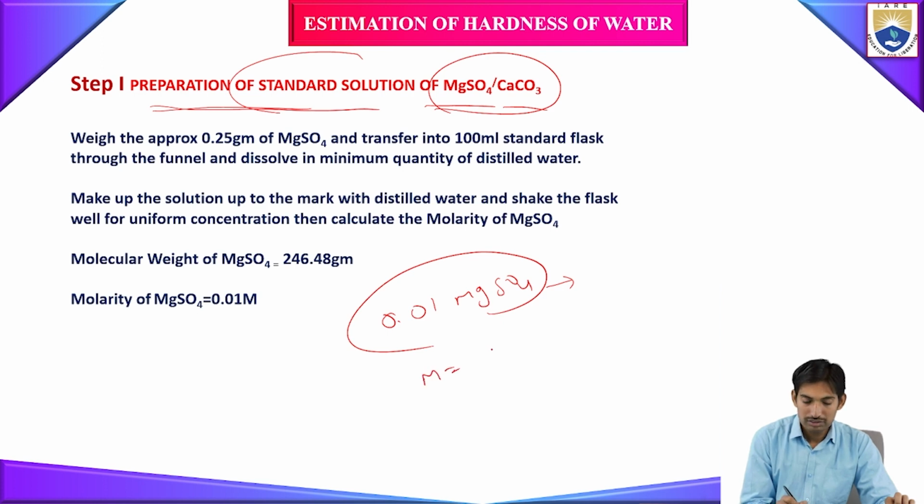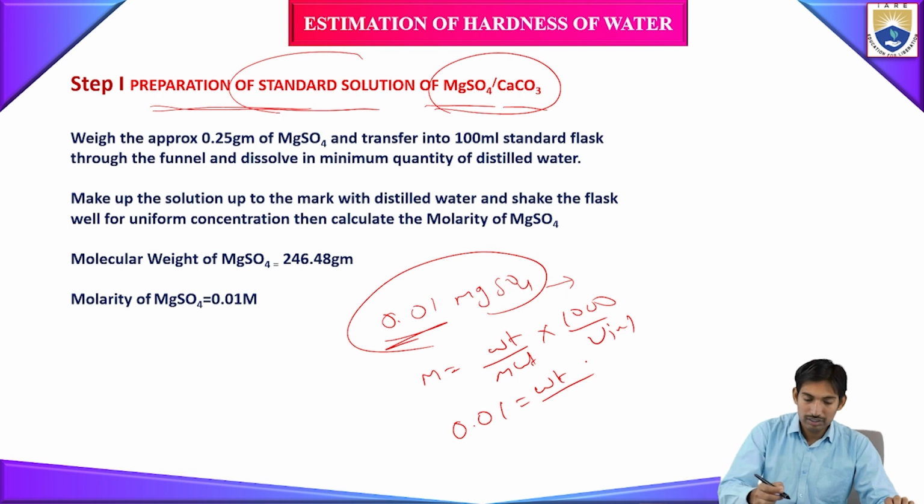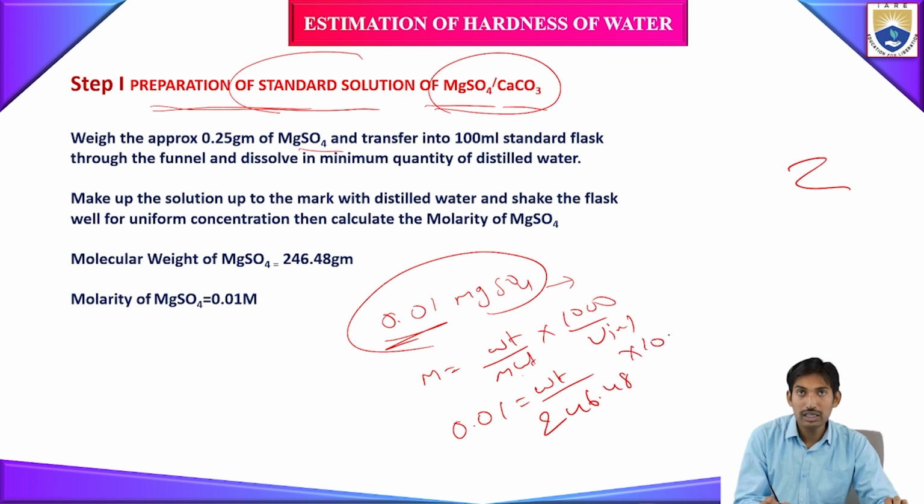The molarity formula is weight by molecular weight into 1000 by V in ml. The molarity I want to prepare is 0.01 molar, so molarity is 0.01. You have to substitute. Weight, I don't know how much weight I have to add for 100 ml. And the molecular weight of magnesium sulfate is 246.48 grams, and 1000. I want to prepare for 100 ml, so I have to substitute 100 ml here. If you cancel this, we will get weight 0.25 grams.